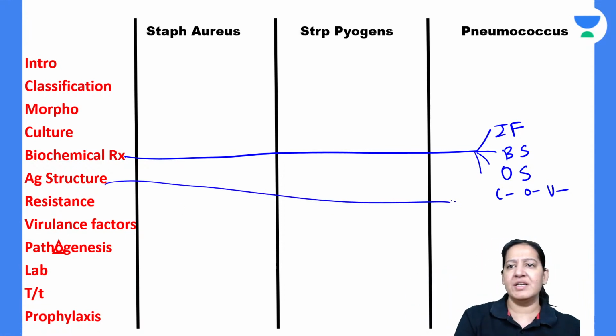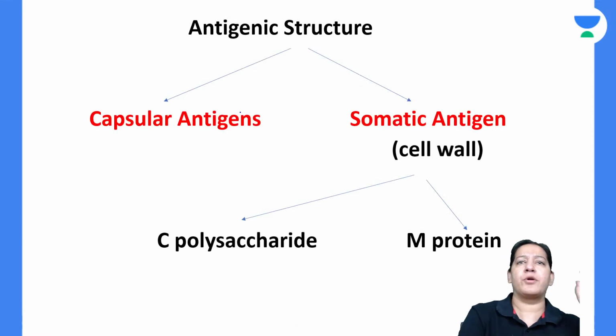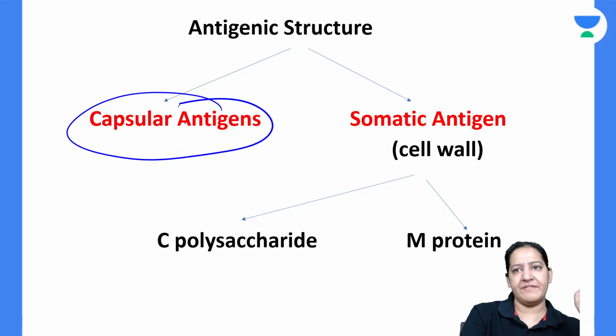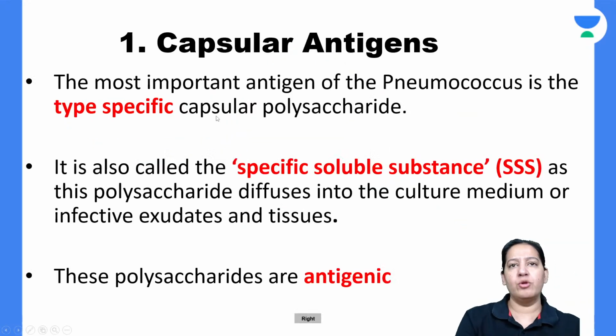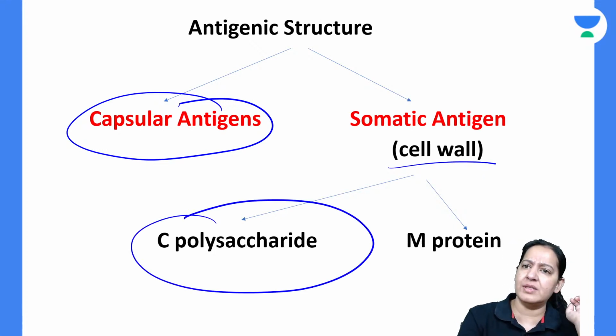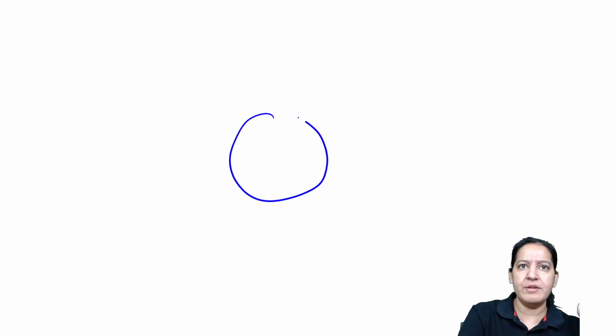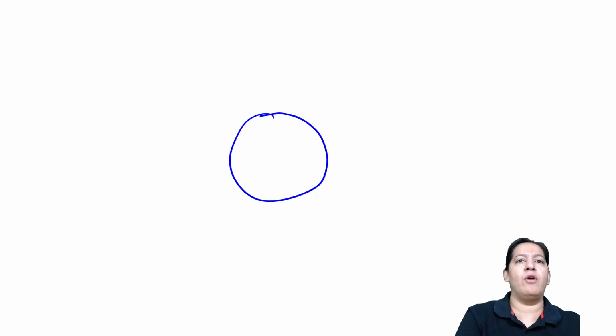Let me come to antigenic structure. In the antigenic structure, the most important thing, we have capsule. And below the capsule, we have cell wall. In the cell wall, we have some antigens. We have C polysaccharide antigen on the cell wall. We have M protein on the cell wall. But the capsule is important. So this is the diagram. This is the cell wall of the bacteria, and around the cell wall there is a capsule.